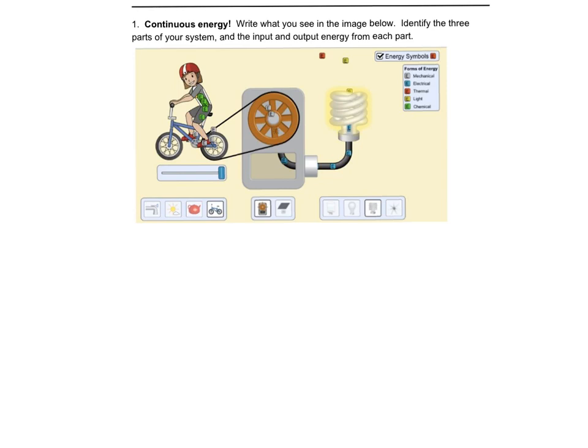So if I'm a student responding to this, it says, write what you see in the images below. Identify the 3 parts of your system. Well, there's the bike. Sorry, changing pens. Still not very fluent in this. There's the bike. There's what I'm going to call the generator, right? And these would be systems we could study in class. How fun would that be?